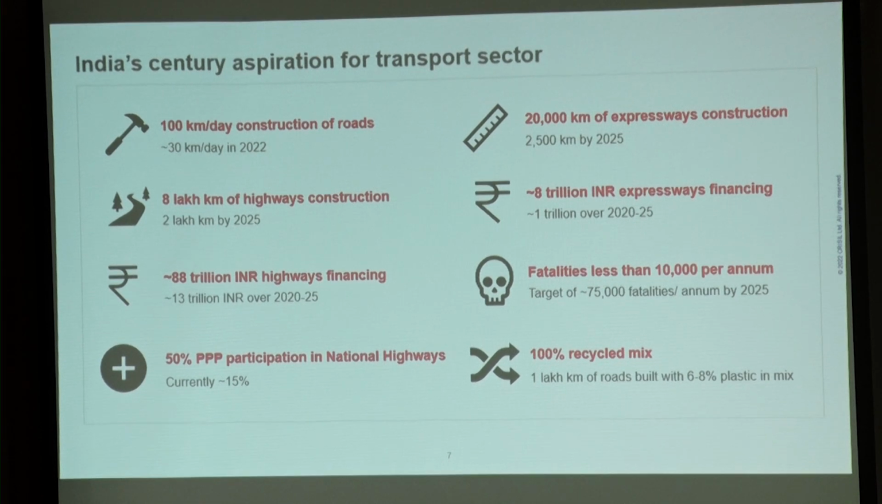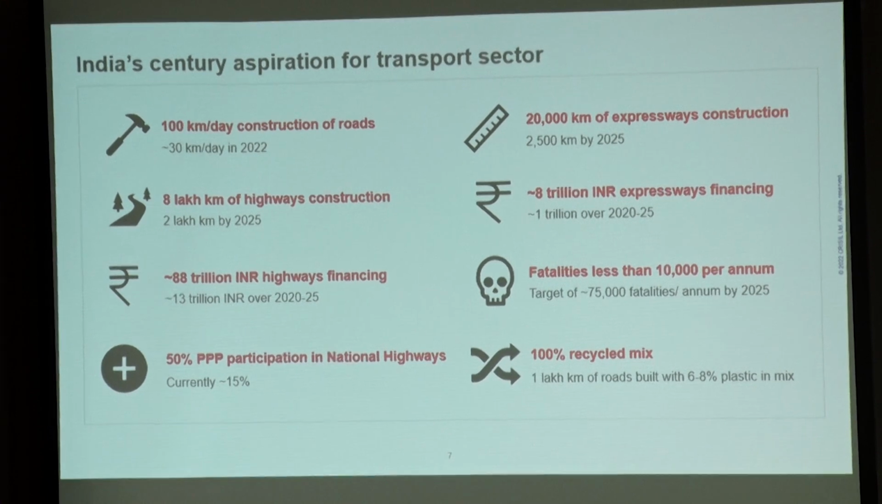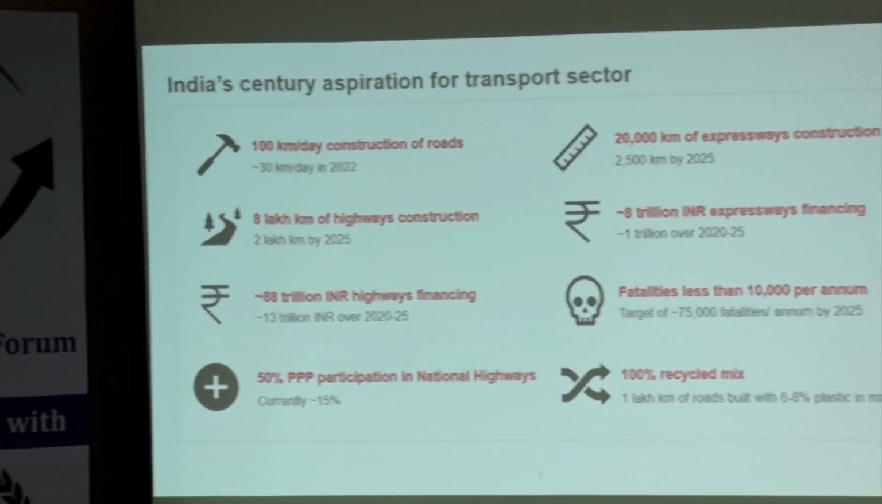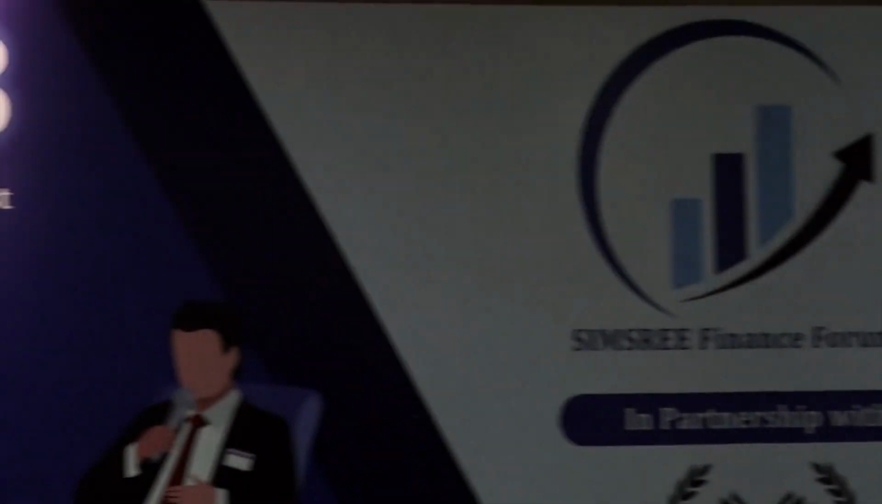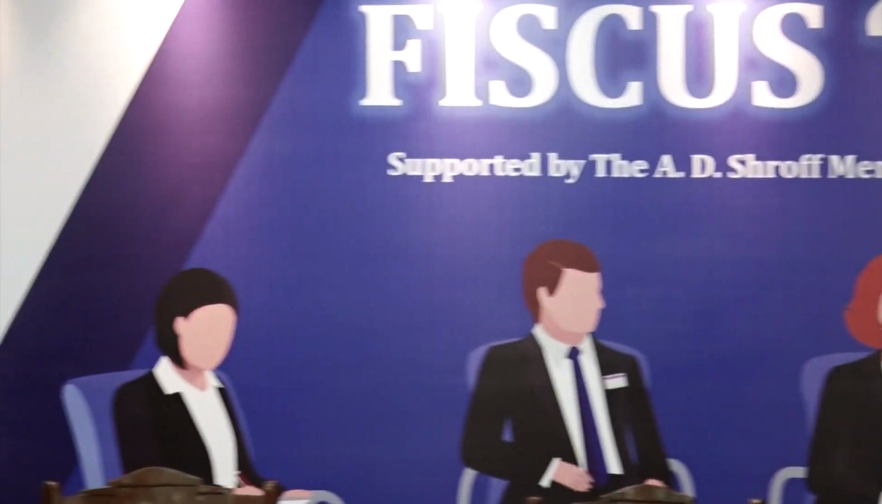Much of North India doesn't have a port for evacuation. The west part of the country has ports for evacuation. So these expressways will connect between the port and where the consumption is, and hence that's the kind of financing which will be needed for these expressways. As we move from a developing economy to a developed economy, you need this kind of infrastructure. Out of that 8 lakh kilometers of highways, 20,000 would be expressways.